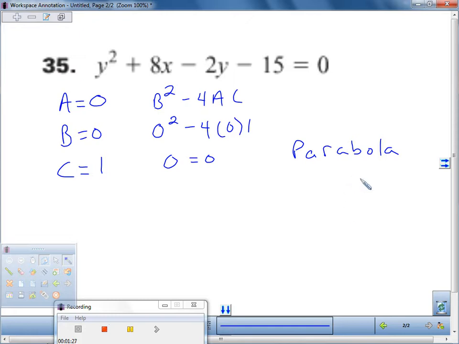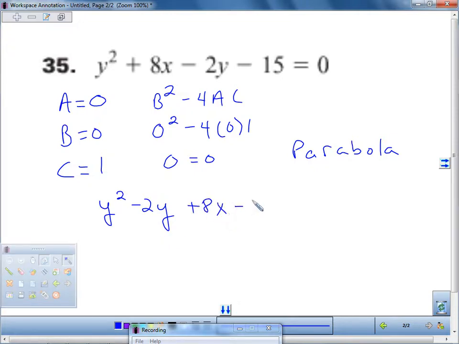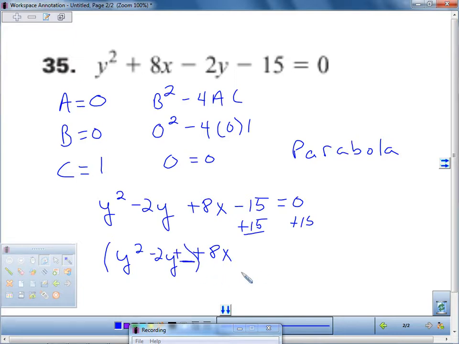Okay, now from there we've got to come up with the general form of the equation. Okay, so we're going to go ahead and get our y's together, since there's really no x's together. So we'll put y squared minus 2y, okay, plus 8x minus 15 is equal to 0. Now I'm going to go ahead and move the 15 over, so that I get y squared minus 2y plus 8x. Now I'm going to leave a placeholder because we're going to complete the square here in a second. And then that's all equal to 15.